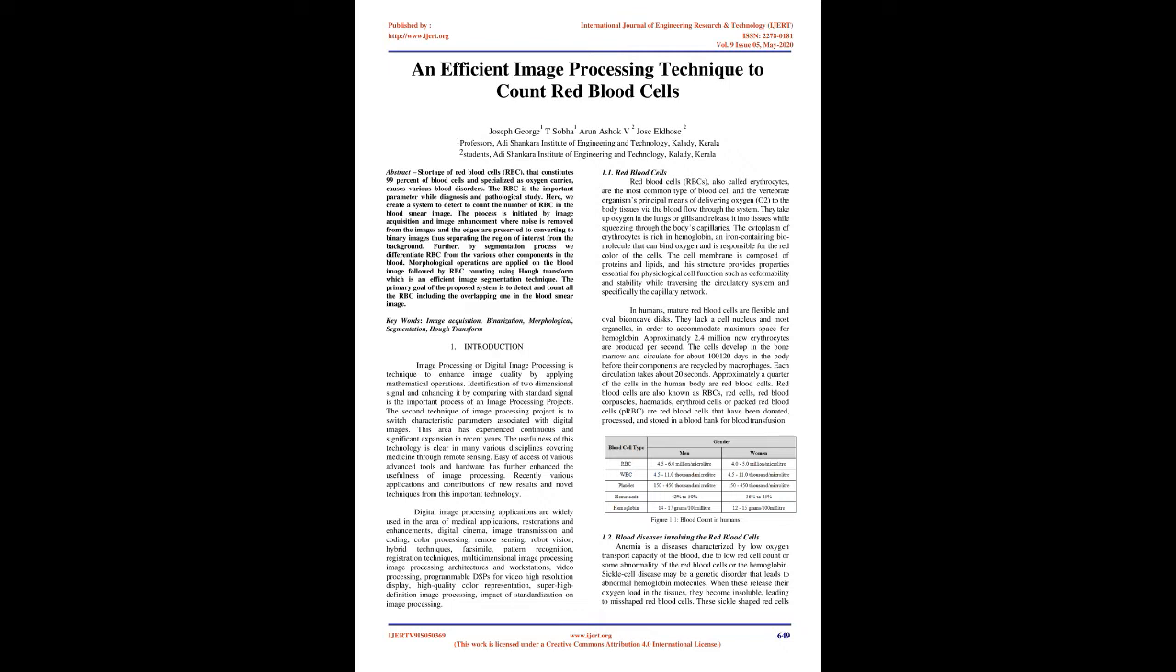Red blood cells, RBCs, also called erythrocytes, are the most common type of blood cell and the vertebrate organism's principal means of delivering oxygen, O2, to the body tissues via the blood flow through the system. They take up oxygen in the lungs or gills and release it into tissues while squeezing through the body's capillaries. The cytoplasm of erythrocytes is rich in hemoglobin, an iron-containing biomolecule that can bind oxygen and is responsible for the red color of the cells.